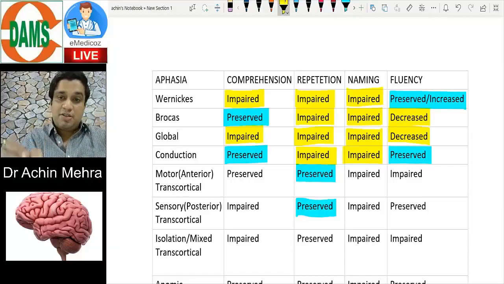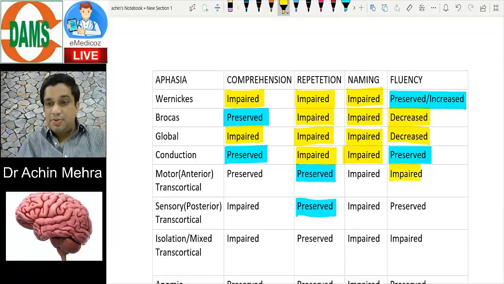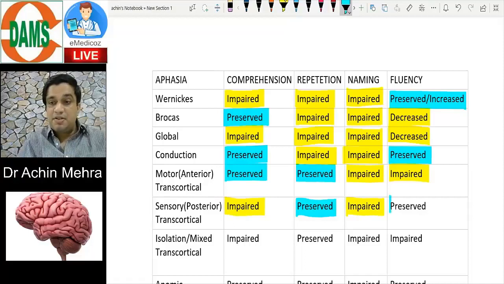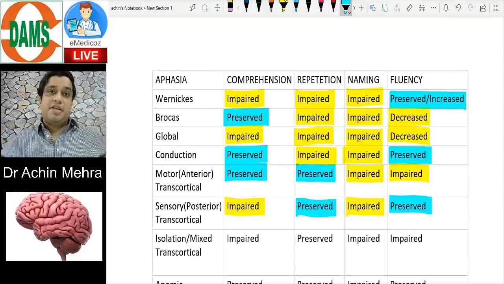So in Broca's, if you remember, the fluency was impaired, the naming was impaired, but comprehension was preserved. Transcortical sensory is like Wernicke's with preserved repetition. In Wernicke's, we have seen just now, the comprehension was impaired, the naming was impaired, but the fluency was increased or preserved. So transcortical motor is like Broca's, transcortical sensory is like Wernicke's with preserved repetition.